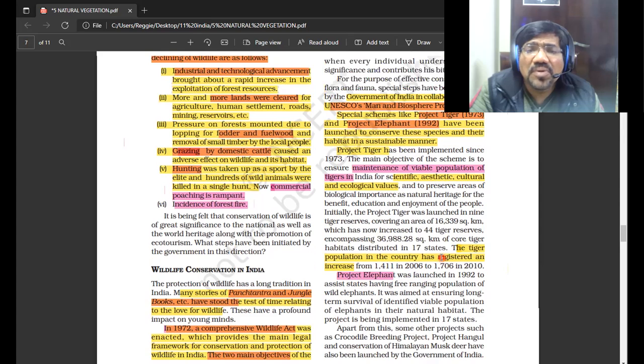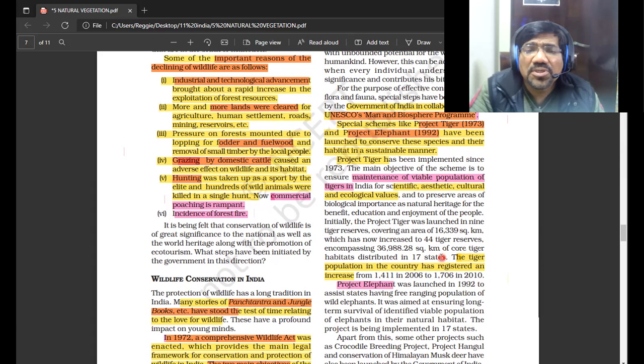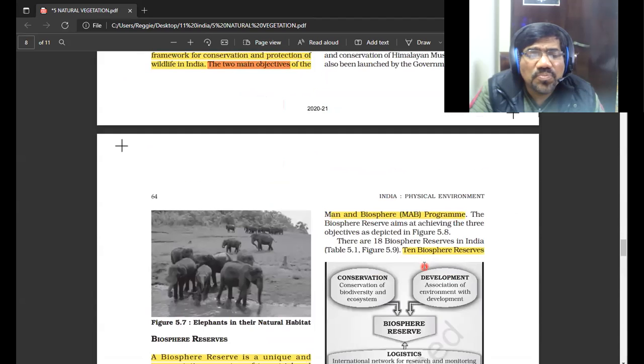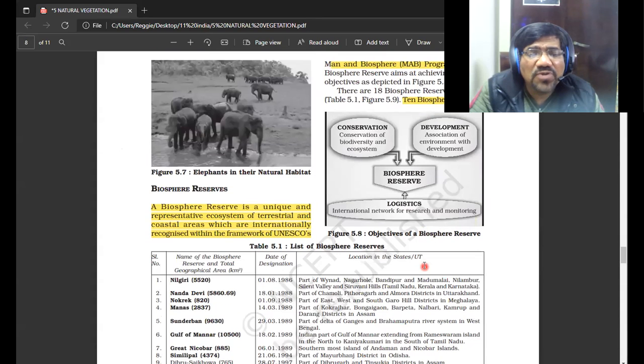Then another important project was launched, and that was Project Elephant. Here we tried to save the elephant, because the natural habitat of the elephants was also in danger. So to protect the elephants, we made this particular thing. And with this we come to a biosphere reserve.